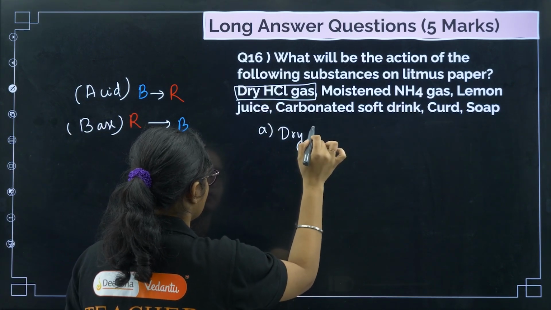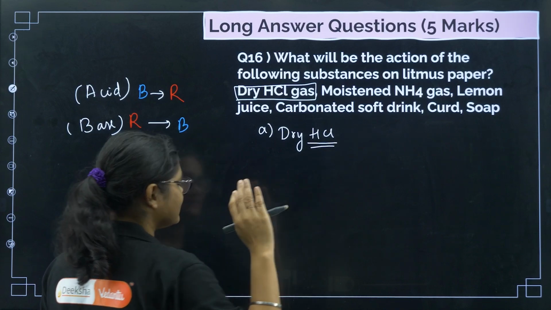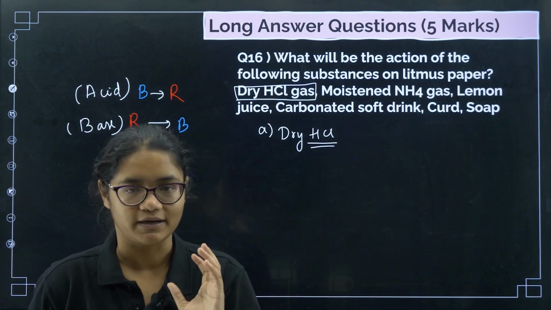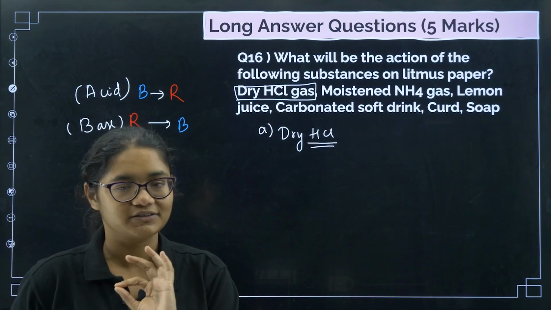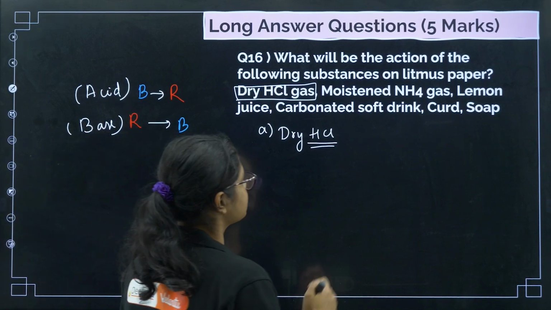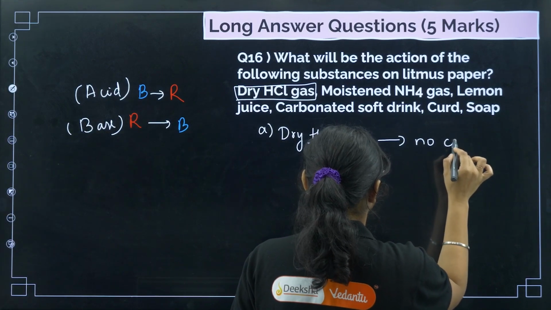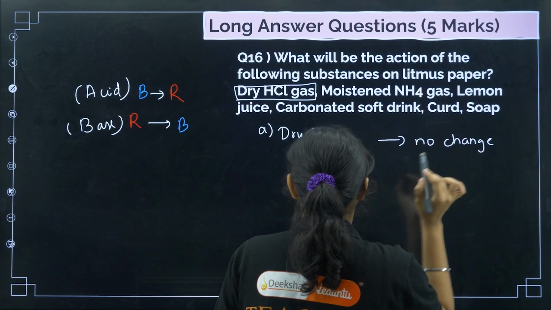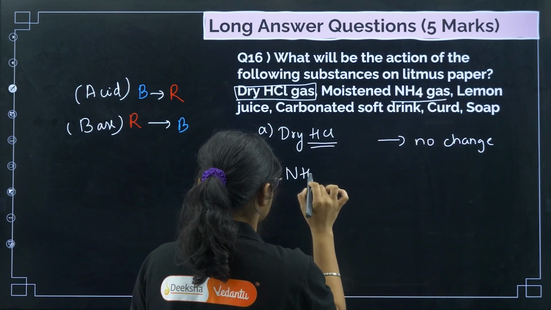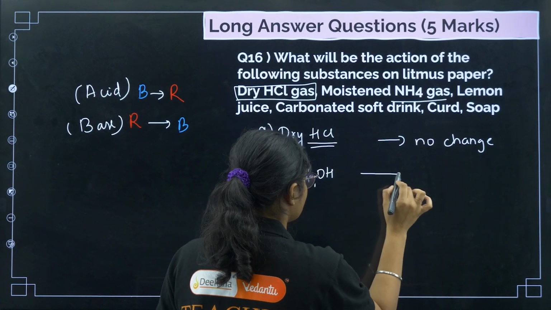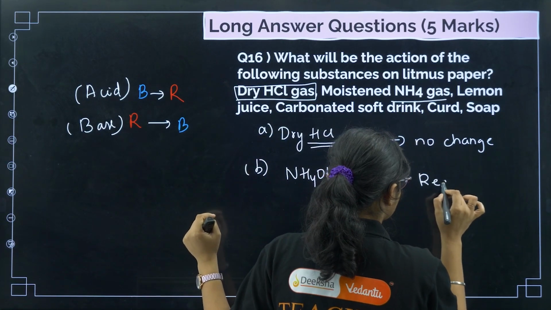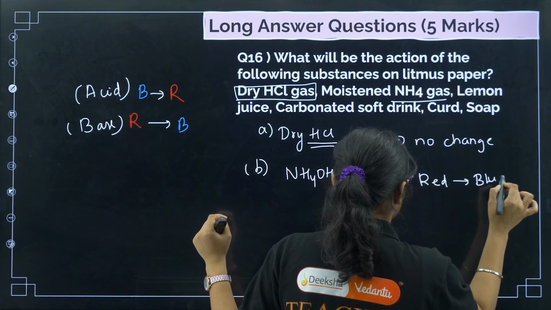Okay, so now if we see dry HCl, first remember, in dry HCl, acid or base character is due to the production of H+ or OH-. In dry HCl there is no production of H+. If there is no production of H+, there will be no change in the color. So dry HCl, there is no change. Okay, now if you see moistened ammonia, this will give you NH4OH. Okay, so NH4OH is a base, so what will turn to what? Red will turn to blue, right?